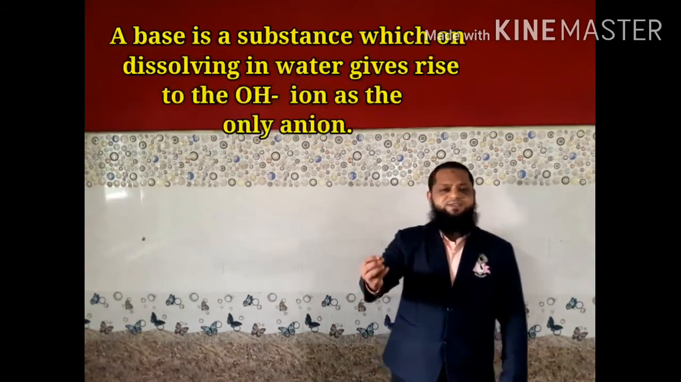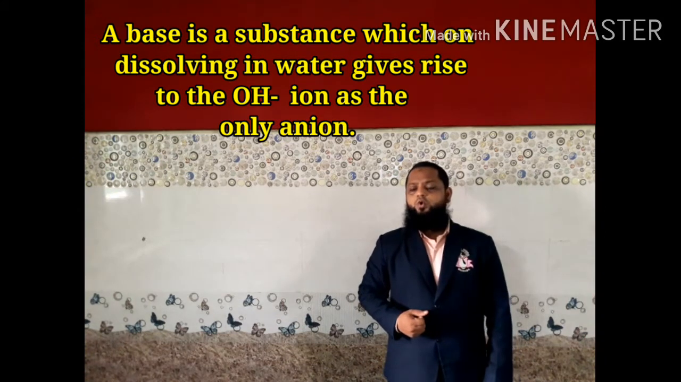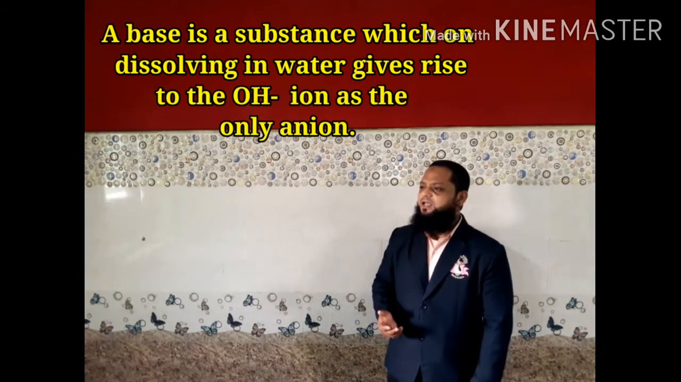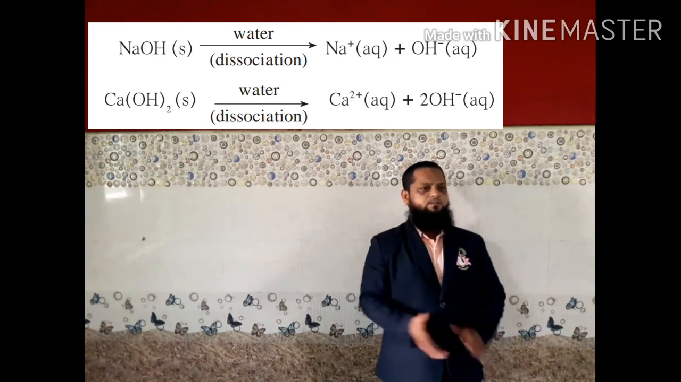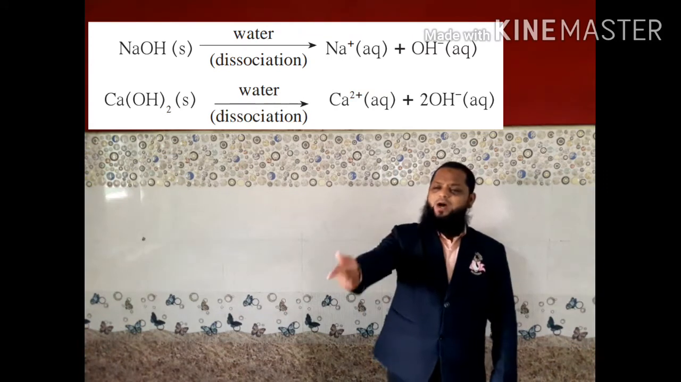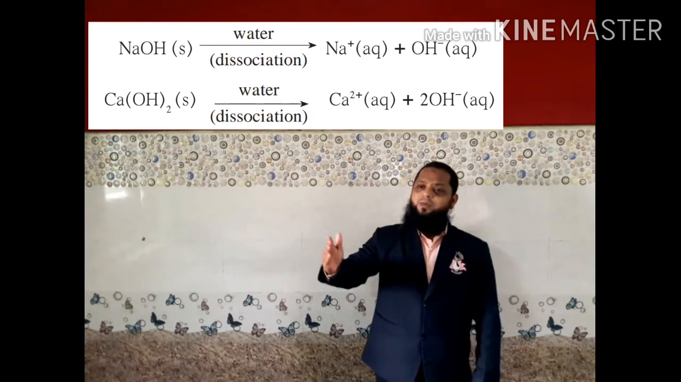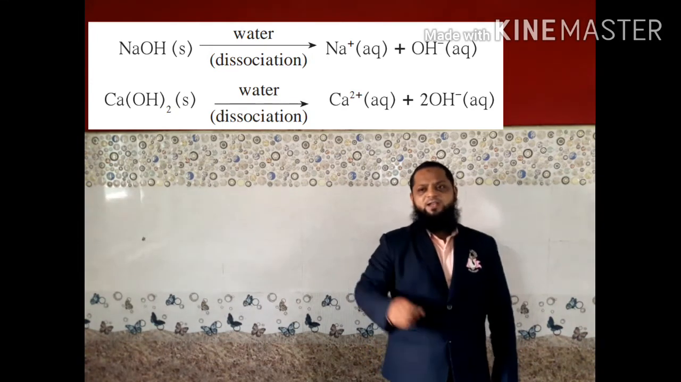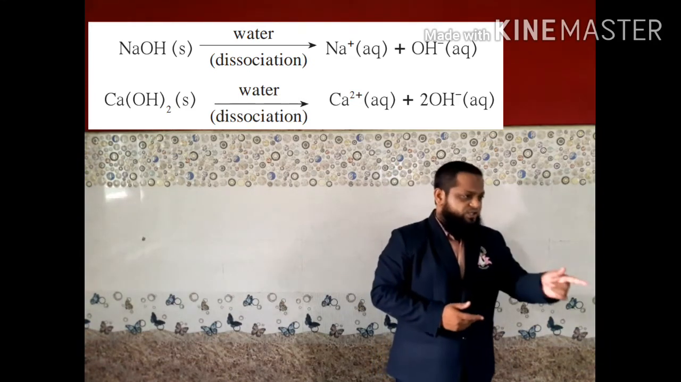A base is a substance which on dissolving in water gives rise to OH- ion as the anion. For example, NaOH, KOH, etc. When sodium hydroxide dissociates with water, it will give Na+ and OH- ion. Here, OH- ion indicates the given substance is a base.